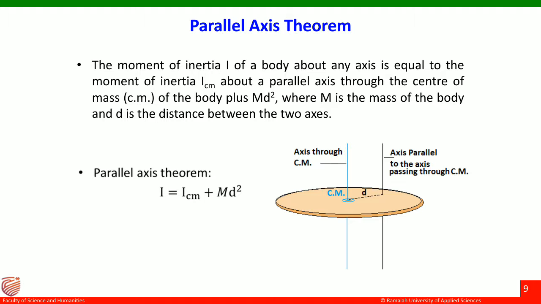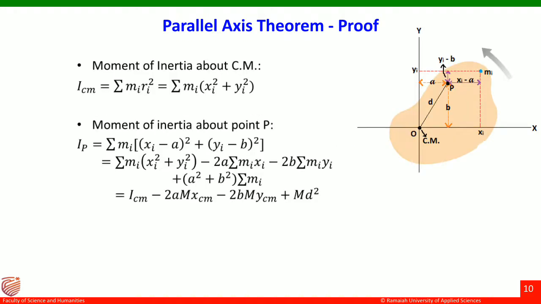Now, let us go to the table, where the moment of inertia of a body about any axis is equal to the moment of inertia about a parallel axis passing through the center of mass of the body, plus the product of total mass and the square of the distance between these two axes, where big M is the mass of the body and d is the distance between these two axes, as represented in this particular figure. Now let us try to give a proof for this parallel axis theorem.